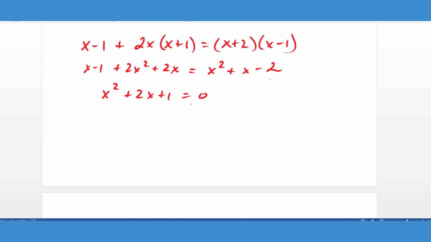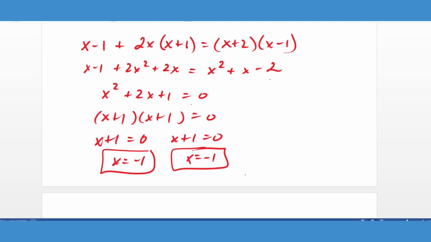And now you can see here we get to a simple quadratic equation after we combine all the like terms, and a quick factoring and use of the zero product property will give us the values for x. So because we're dealing with a perfect squared trinomial, we get two values of x equals -1, so we have a little multiplicity going on here.